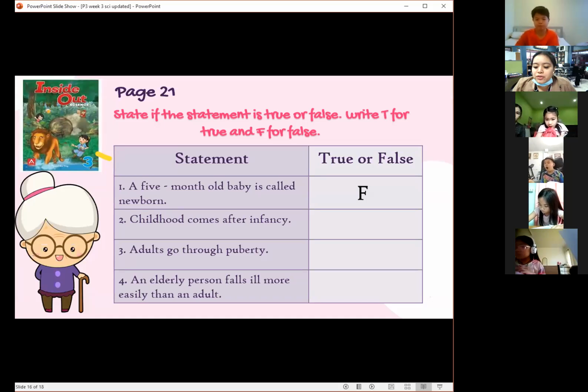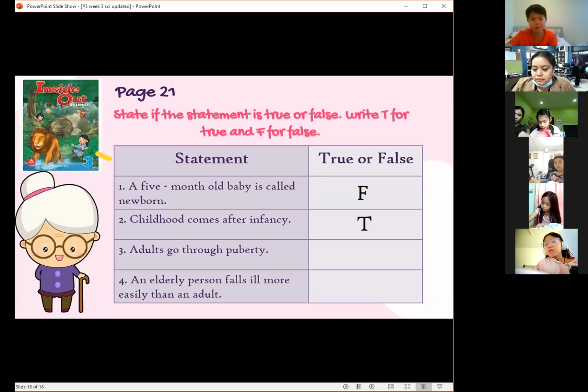Childhood comes after infancy. True or false? False. Childhood comes after infancy. True or false? The answer is true. Right. Finish. Okay, next let's read number three.